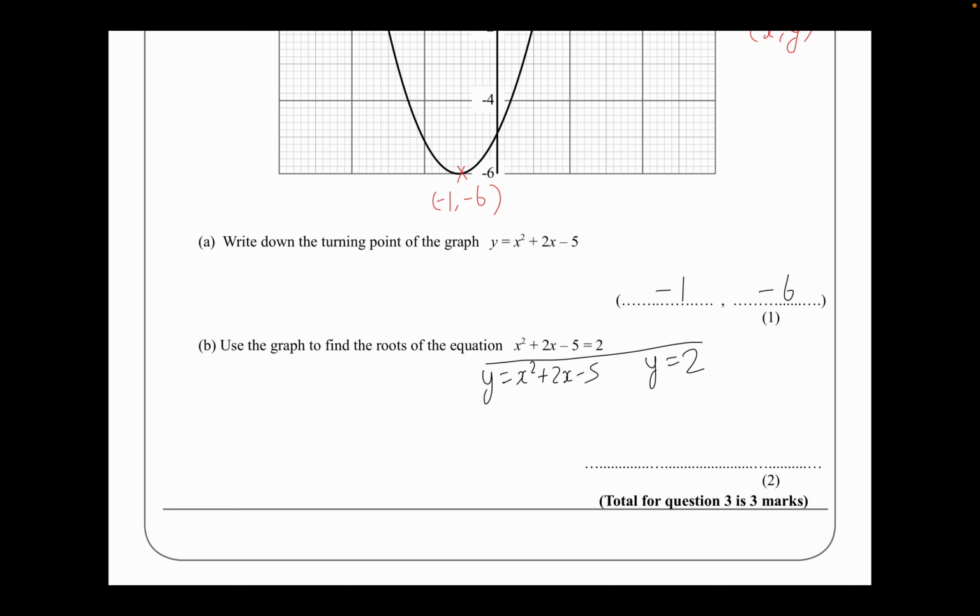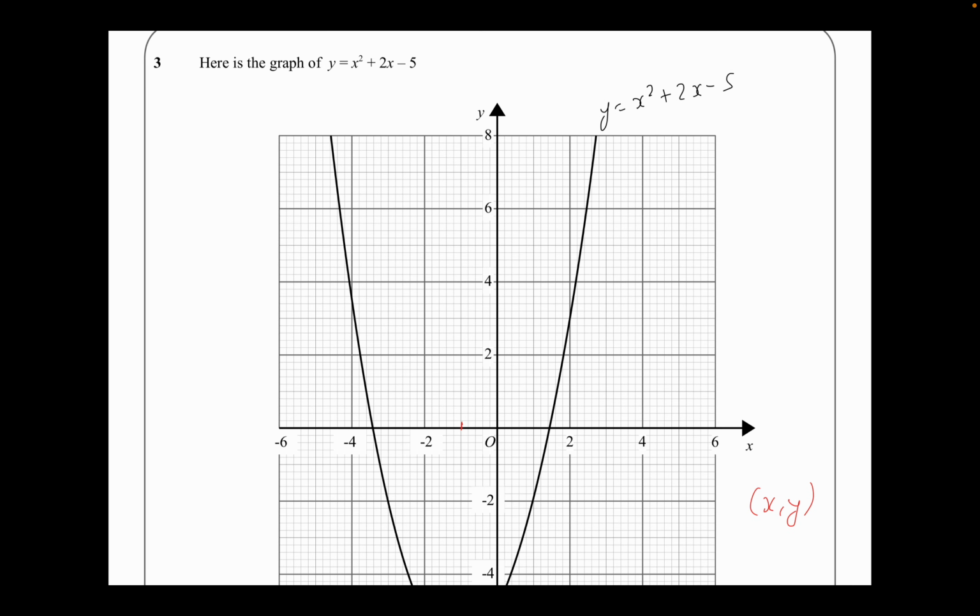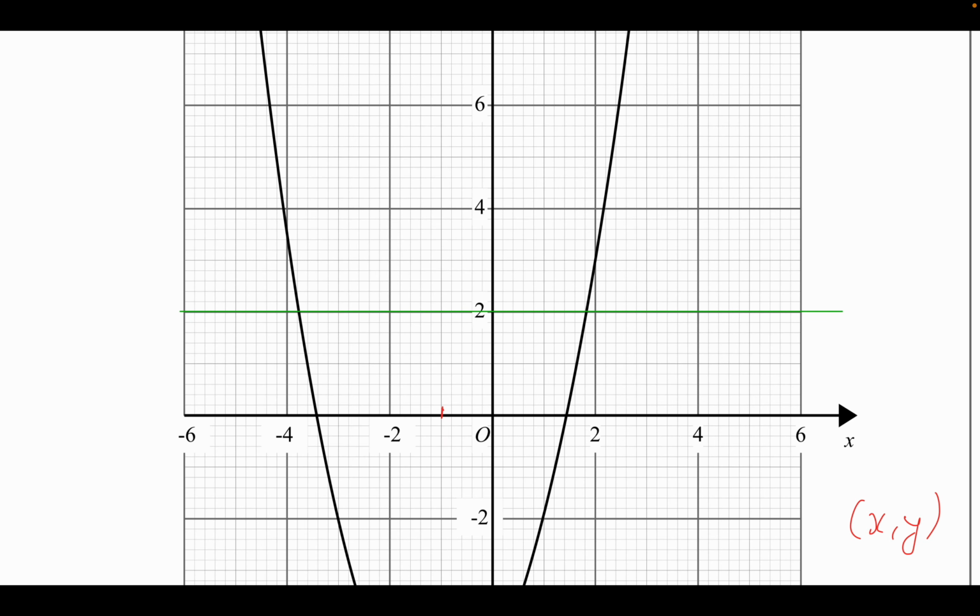And now we're going to draw y equals 2 on this graph. And wherever y equals 2 intersects y equals x squared plus 2x minus 5, their intersection is going to be the roots of the equation. So y equals 2. This is going to be a horizontal line. Okay, so you can see that there's a y-axis and 2 is here. So what you're going to be drawing is a straight line here. You're going to be drawing a straight line. Okay, hopefully that's clear. This is going to be y equals 2.